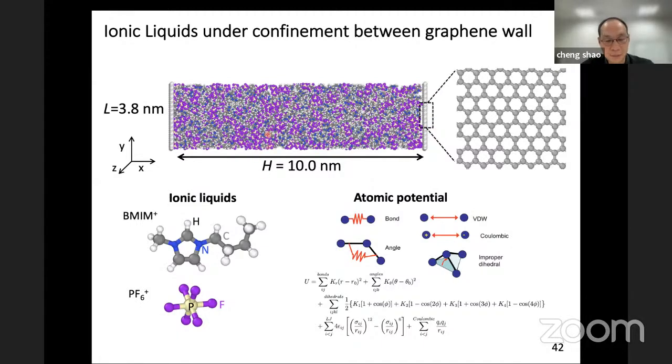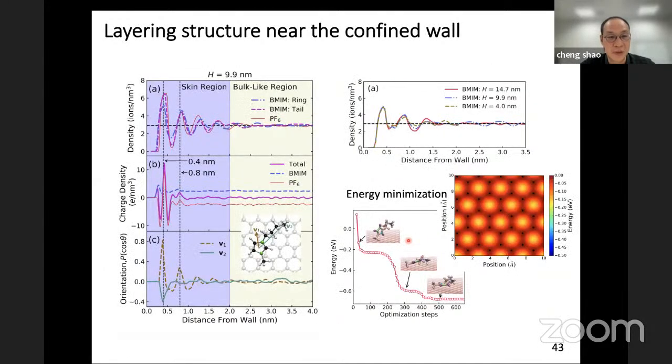So in the simulation, we study this type of ionic liquid, and we are using the interatomic potential to model the dynamics of the ionic liquid. Basically, it consists of the bond, angle, dihedral, and van der Waals terms, as well as the Coulomb interaction between the ionic liquid. So the first part we do is the structure analysis of the ionic liquid under confinement. The left figure shows the density, charge density, as well as the orientation of the ionic liquid at different locations of the confined channel.